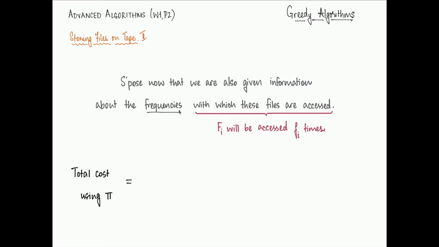So as you can imagine, the total cost of accessing files, if they are ordered according to pi, is simply the total amount of time that it takes to access each file multiplied by its respective frequency. So the first file will have a cost of access proportional to its own length multiplied by the frequency with which we know it is going to be accessed. For the second file, it's going to be the length of the first and the second file combined multiplied by the frequency with which we know the second file will be accessed, and so on and so forth.